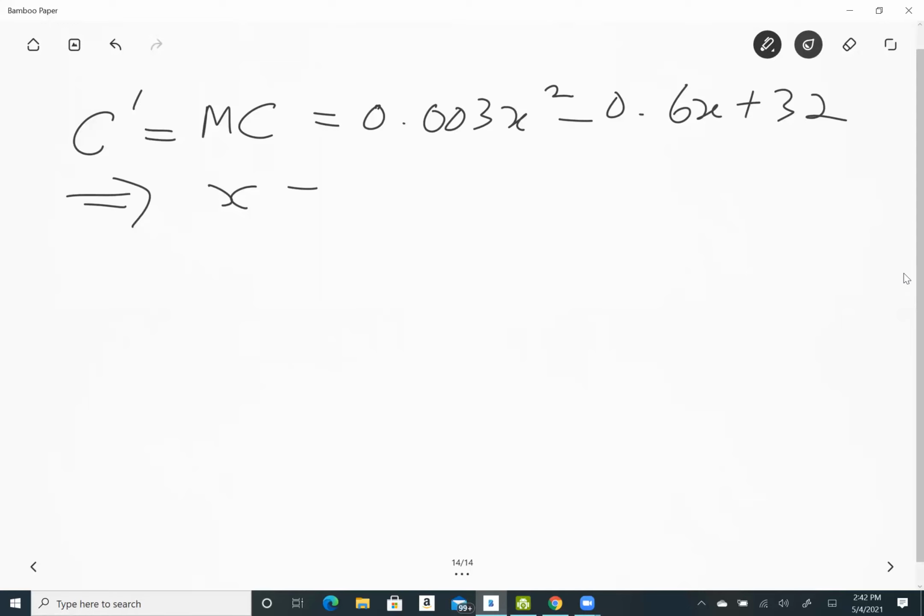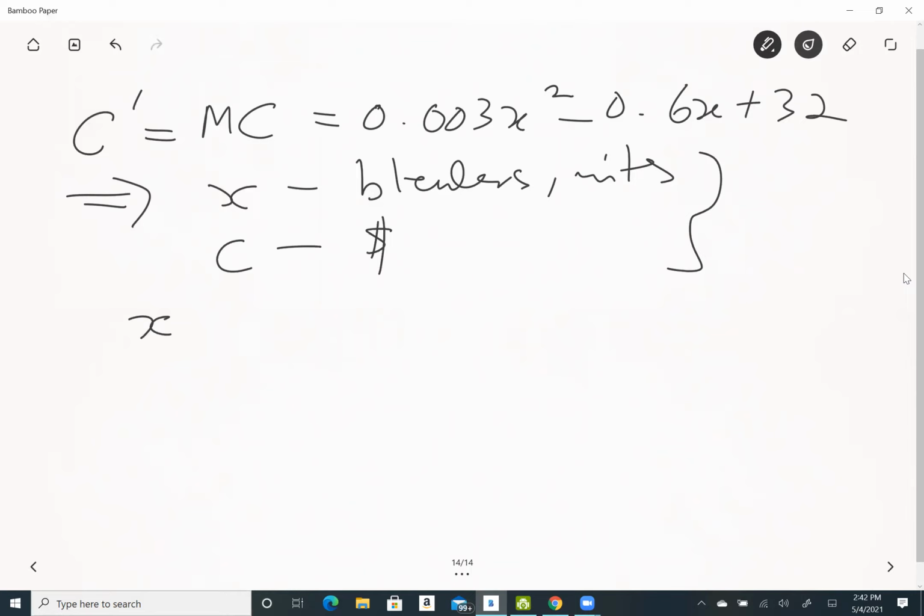Number of kitchen blenders. The x are blenders or kitchen blenders in units. Okay, just units. And then the cost is again here in what? Dollars. Okay, so you know the units of x, you know the units of c, and then you can interpret. So if you look at that question, you want to find the marginal cost at 80 and 200.